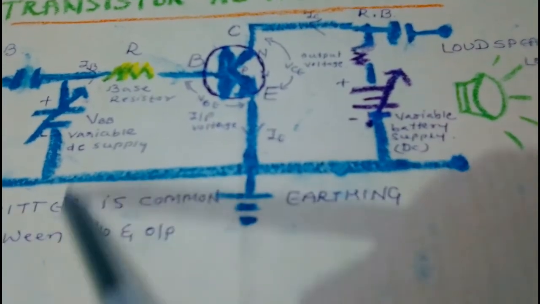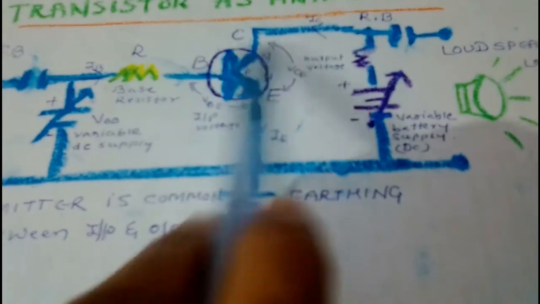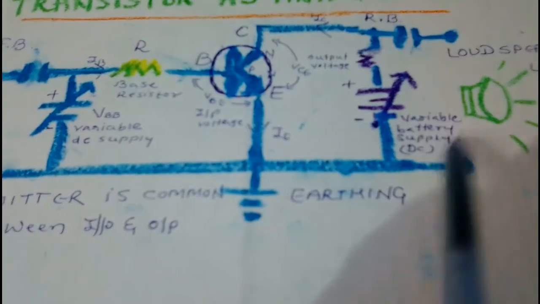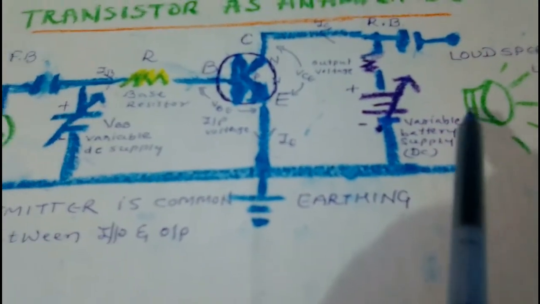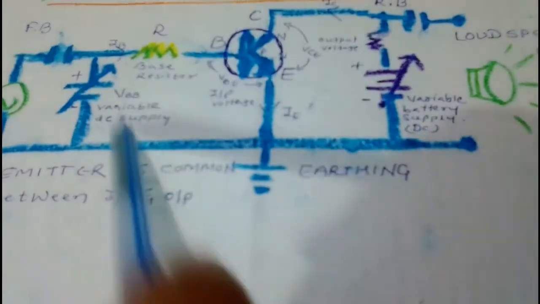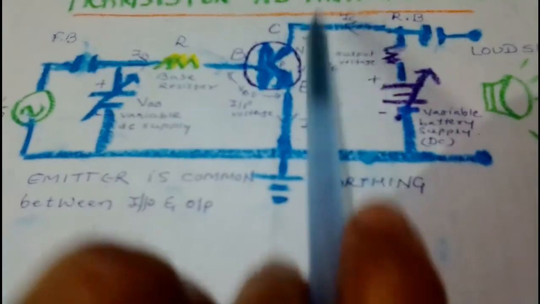Now what happens when the input signal is given at the base? This signal is amplified, and the output you can take across the load resistance, or you can say a loudspeaker. In this circuit, the input is always forward biased. Forward bias is the condition in which the positive of the battery is connected to the positive terminal. Here this is an NPN transistor. So this is a positive terminal. Positive is connected to positive, that means forward bias. So the input is forward biased.